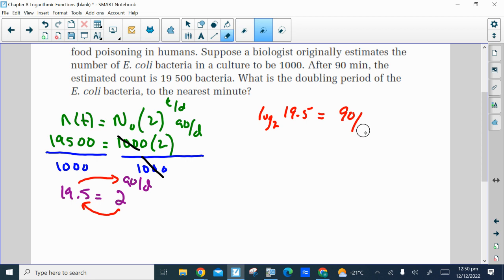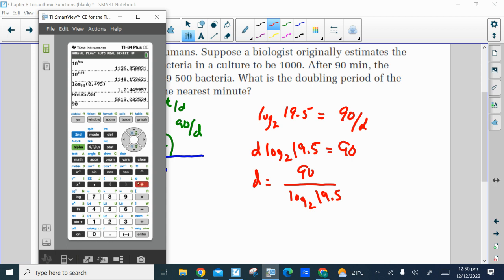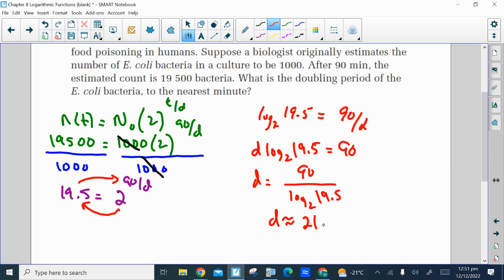Before we touch our calculator, let's get d by itself. By multiplying both sides by d, we'll get d times log base 2 of 19.5 equals 90. And then d will equal 90 divided by log base 2 of 19.5. So 90 divided by log base 2 of 19.5. So approximately 21 minutes. That's how long it takes the number of E. coli bacteria to double.